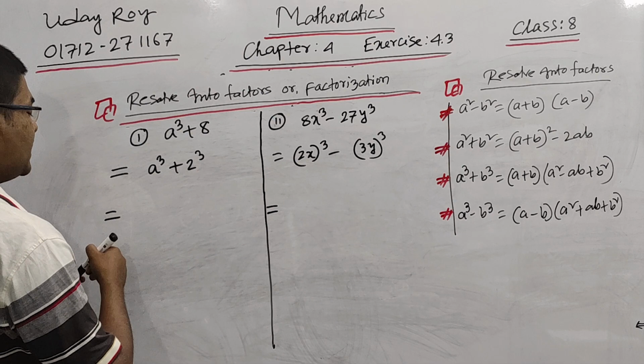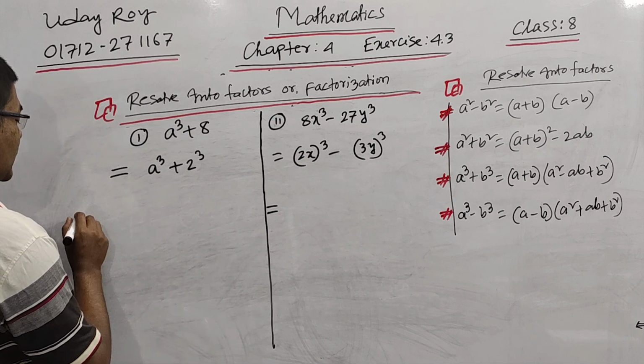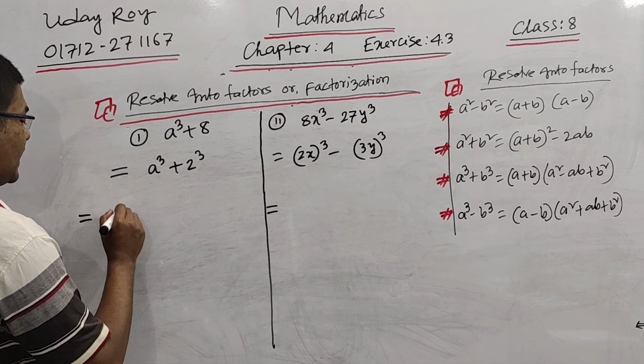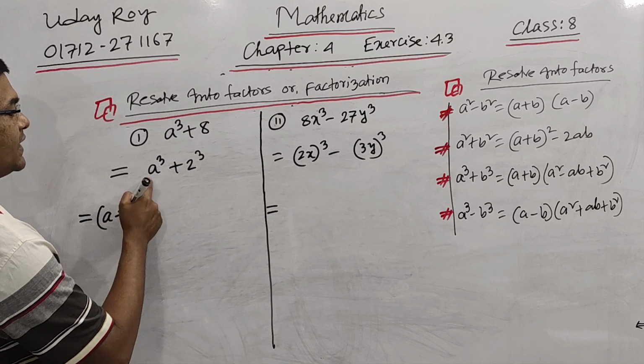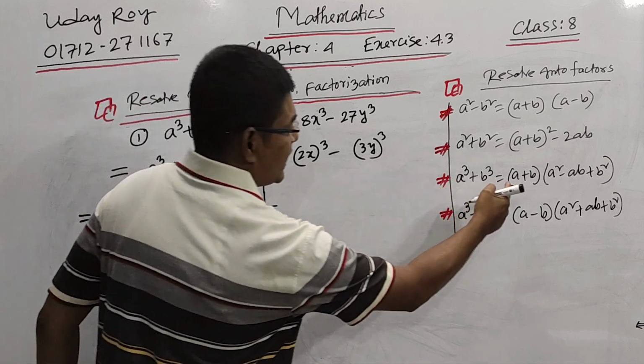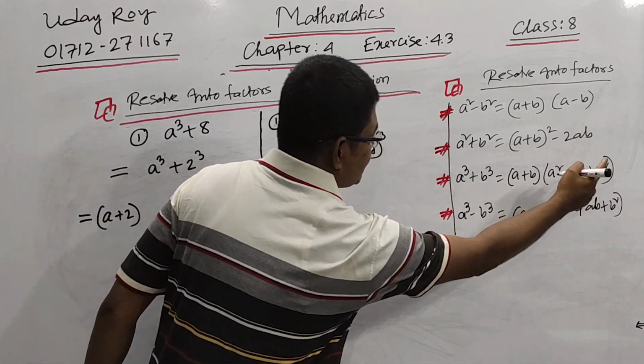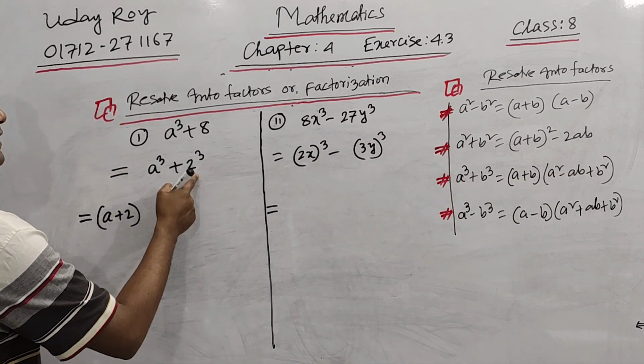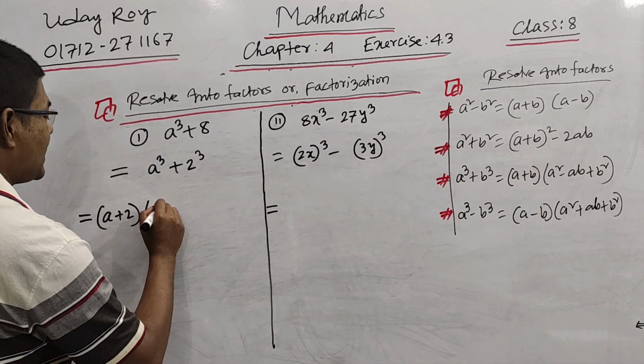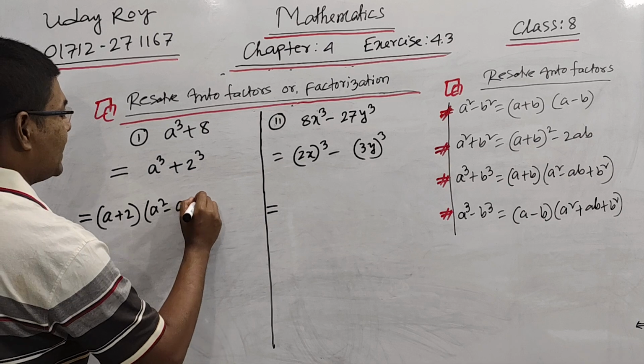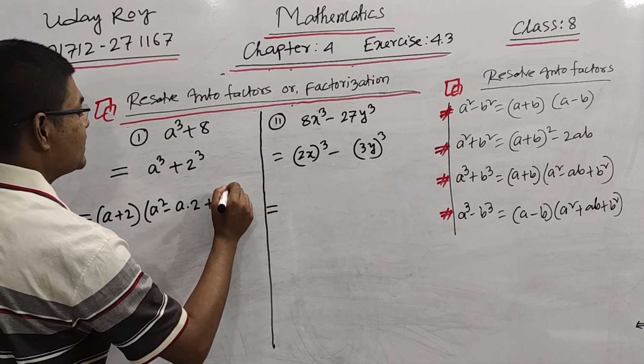So a cube plus b cube equals a plus b, a square minus ab plus b square. This is a, this is b. A square minus ab plus b square.